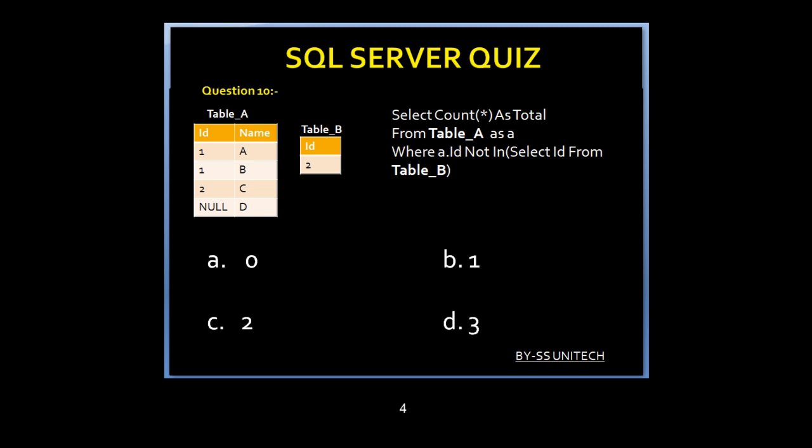So time up. Option C is true. So in this case, ID 2 will be removed from our table A and it will return only 2 rows. Null value will be skipped. Let's move to another question. This is your question and your time starts now.